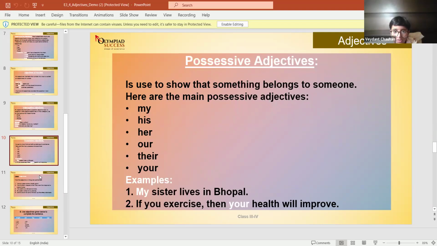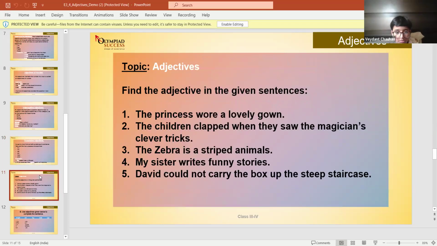Any doubt till now? Fine. Now we are going to do one exercise wherein you will be finding the adjectives in the given sentence. The princess wore a lovely gown. Lovely. Yes. The children clapped when they saw the magician's clever tricks. Clever. Yes. The zebra is a striped animal.